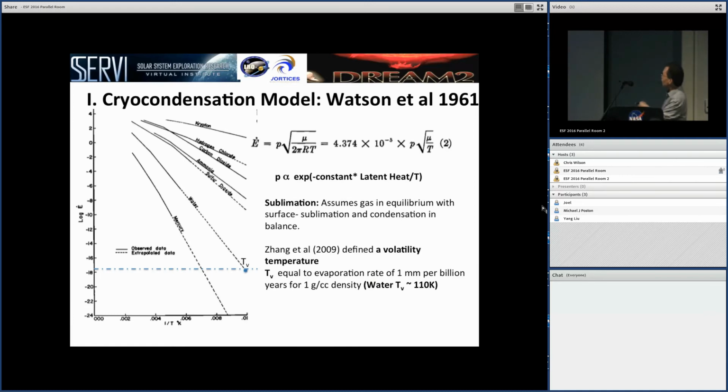Now, in fact, if you plot the log of this rate as a function of 1 over T, you get this nice straight line. I think I'm losing my laser here. But you get this nice straight line here.